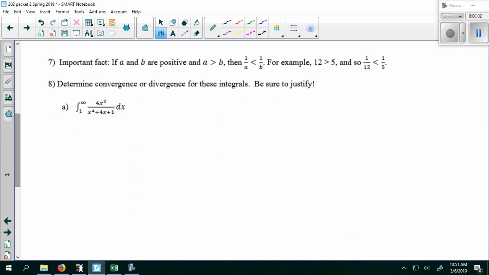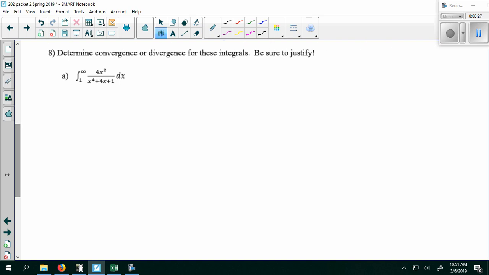Here's an important fact. If a is bigger than b, then 1 over a is smaller than 1 over b. For example, 12 is bigger than 5. So when you take the reciprocals, 1 over 12 and 1 over 5, 1 over 12 is smaller than 1 over 5. Bigger denominator makes a smaller fraction. Okay, so let's practice, see how this works.